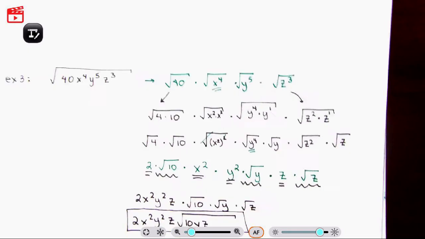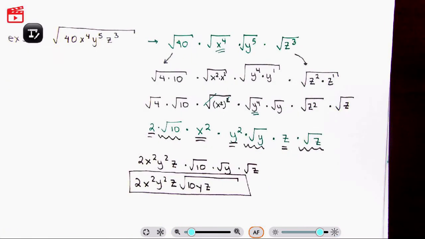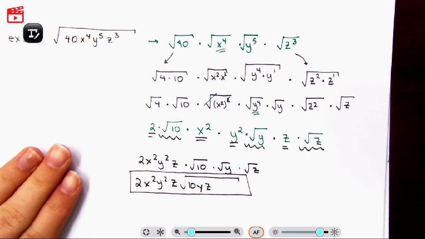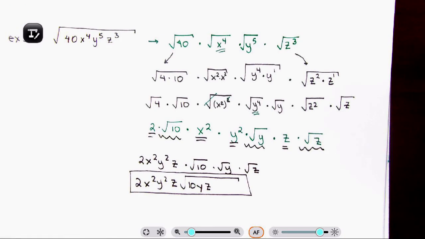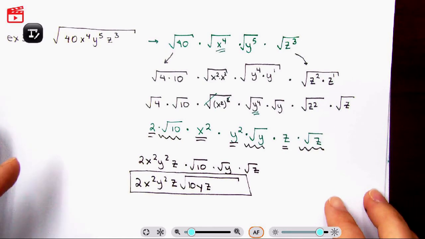And that is it, and that is our simplified answer. And we did this using the product property. Now let's do the exact same example, but now using the steps that I gave you in the beginning of the video, and then you can choose which one you feel is better for you.